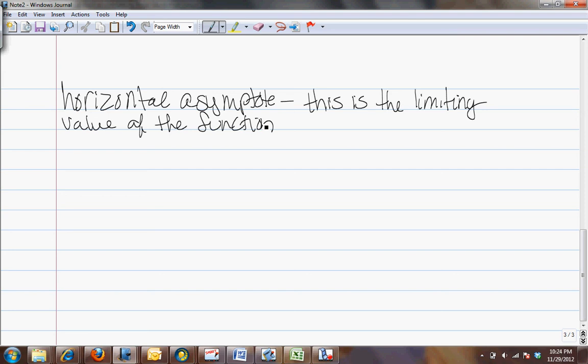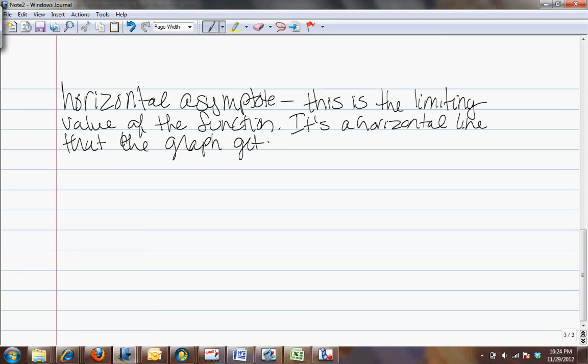All right, so this is the limiting value of the function, and it's a horizontal line that the graph gets closer and closer to but never touches.